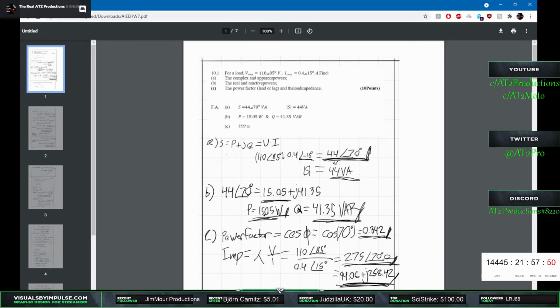I actually started teaching other classmates in the barracks afterwards because this is the type of stuff we would go through. So right here, for load volts RMS of 110 at 85 degrees, that means at the 85 degree point of the sine wave, a VRMS, not peak to peak, RMS of 110, and a current RMS of 0.4 amps at 15 degrees.